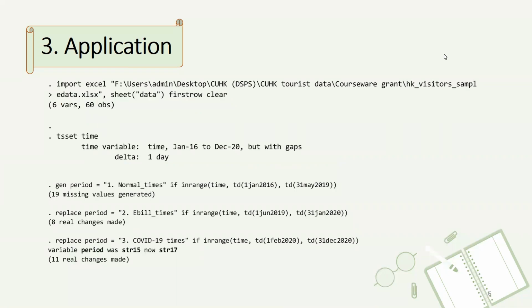Again, like the previous two videos, we first load the Excel file from our local computer. Then we're going to do the tsset time, which lets Stata recognize that the time variable is time dependent. And then we're going to create a new variable called period, which defines 3 different periods of time. They are the normal times, the extradition bill, e-bill times, and the COVID times.